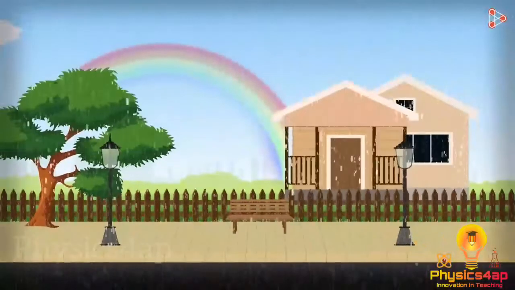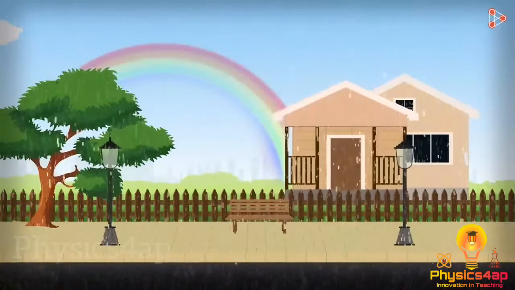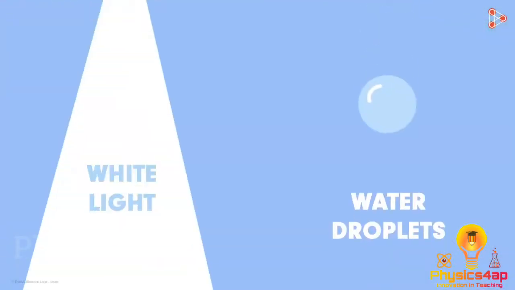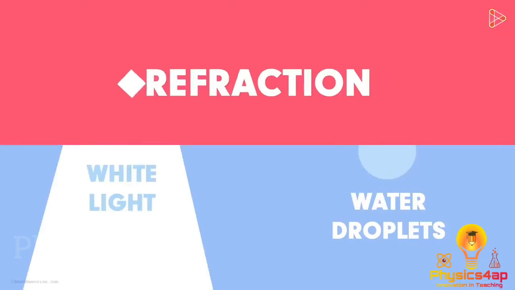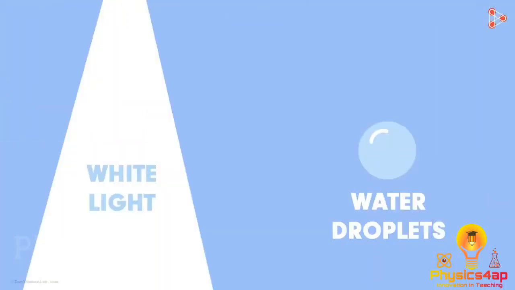But how do the water droplets and the white light combine to form the rainbow? Let us see. The white light and water droplets are the two most important things for the formation of a rainbow. It involves phenomena called refraction and total internal reflection.